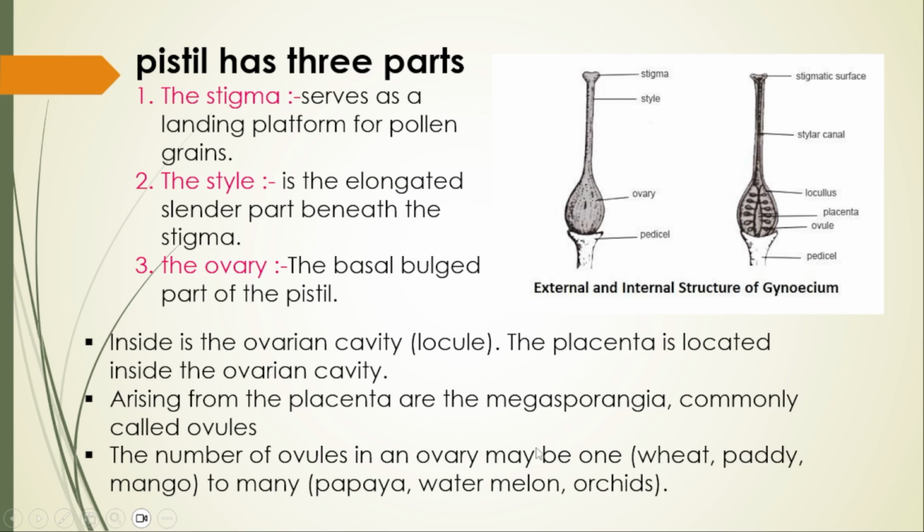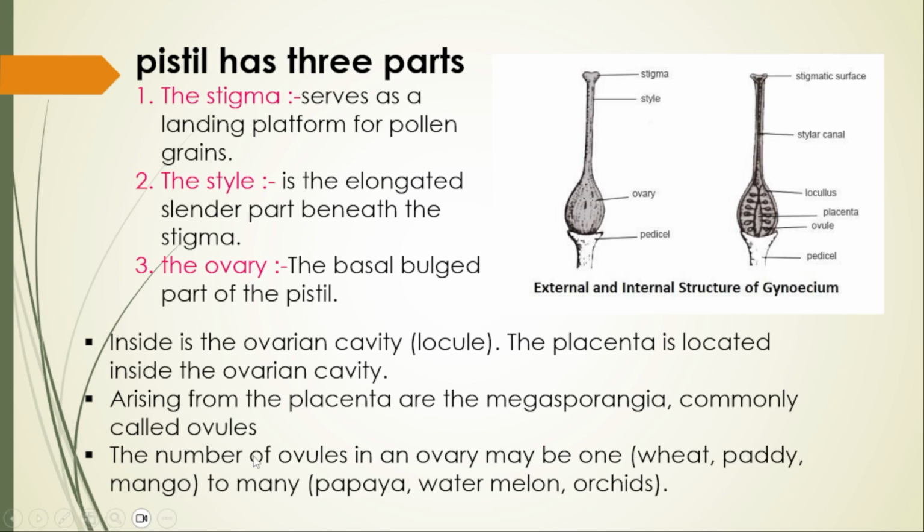If he is asking, give examples of mono-ovules, meaning only one ovule, you can go with wheat, paddy, and mango. If you see a mango fruit, one mango fruit will have only one seed, isn't it? Because when it was young, during the flower of the mango, one flower has only one ovule. That's why one fruit of the mango has only one seed.